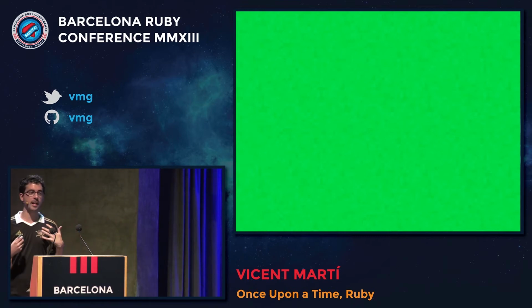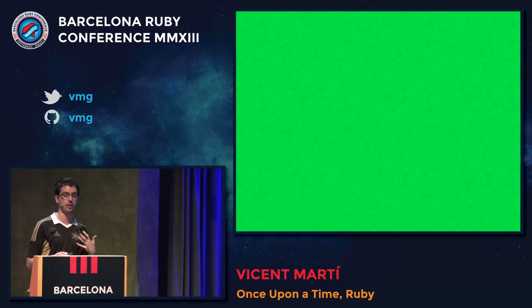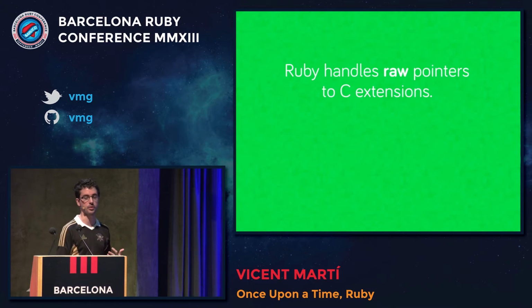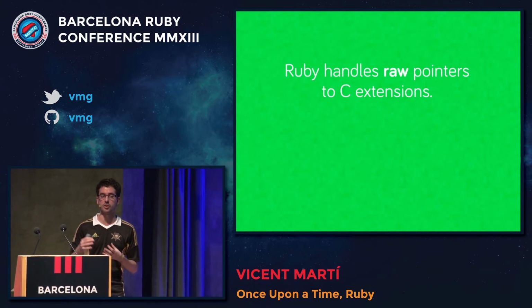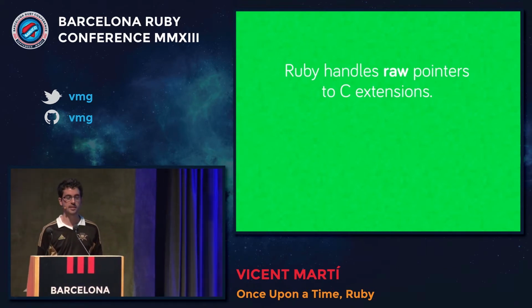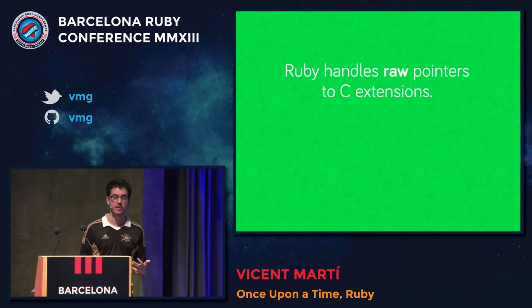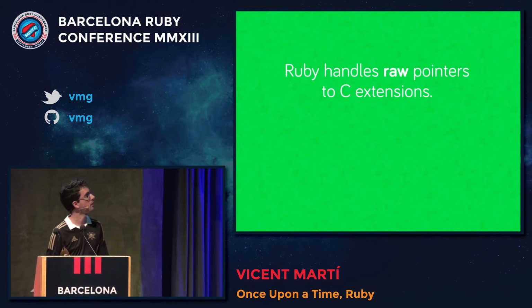But it gets much more tricky because Ruby handles raw pointers to C extensions. When you're running a C extension inside of MRI, the code of that extension is using Ruby's C API, and all the pointers to Ruby objects it has, those pointers are in the native C stack. And we got a very dumb garbage collector that has to go through the Ruby C stack and try to find those pointers, and this is a very non-trivial thing to do.